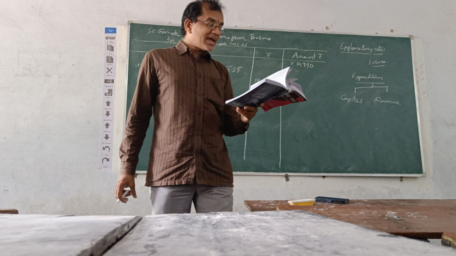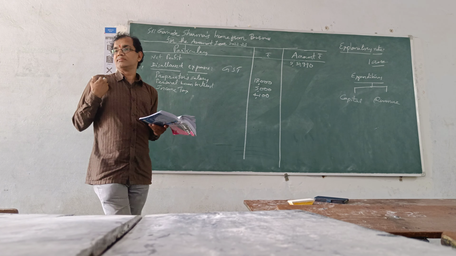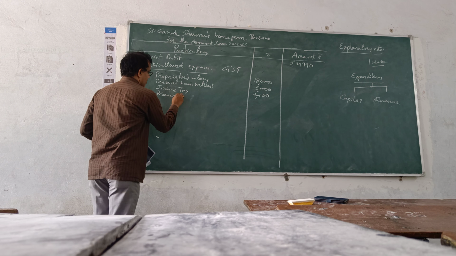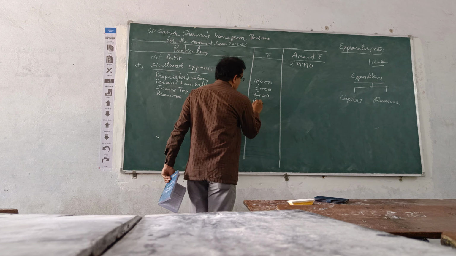Okay. Next one, drawings. Is it related to business? No, sir. Drawings means personal. So drawings. How many rupees? 16,000.